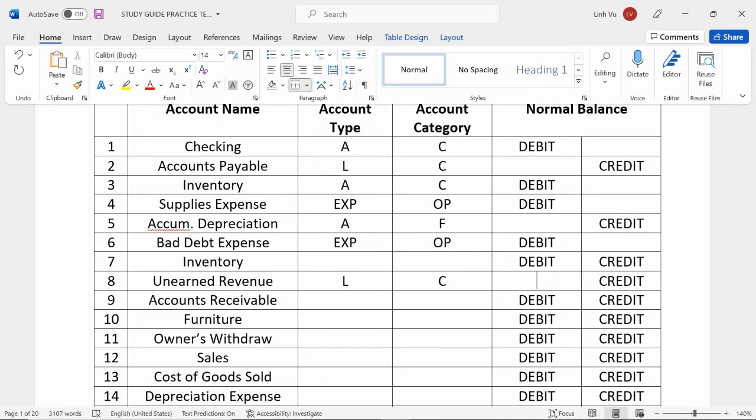What about accounts receivable? Good. What kind of asset?